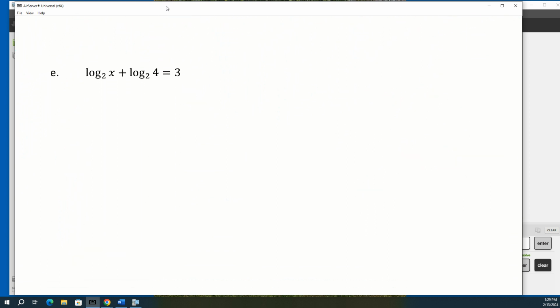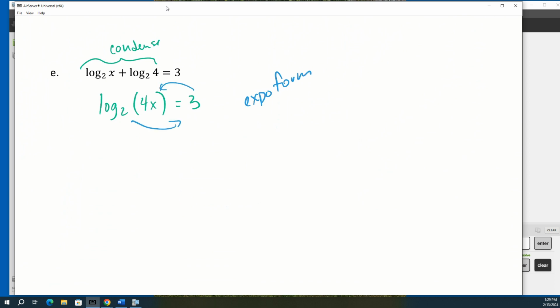Okay, this last one is pretty quick. You guys tell me, what would you do first? Yep. So those logs are separated by addition. We are going to go ahead and condense them. So are we going to write in exponential form, or are we going to drop off the logs? Yeah. If there's not two logs to drop off when you're deciding, then it has to be exponential form. So 2 to the third is equal to 4x. 2 to the third is 8. So x should be 2.